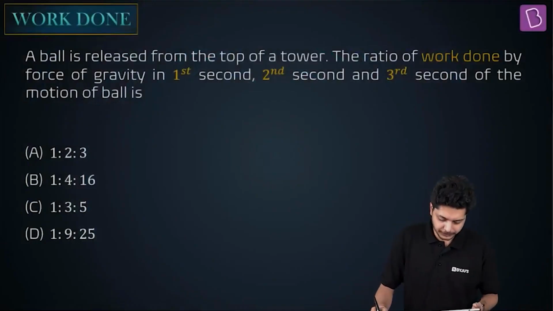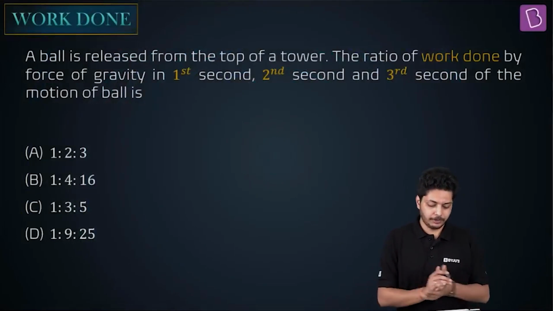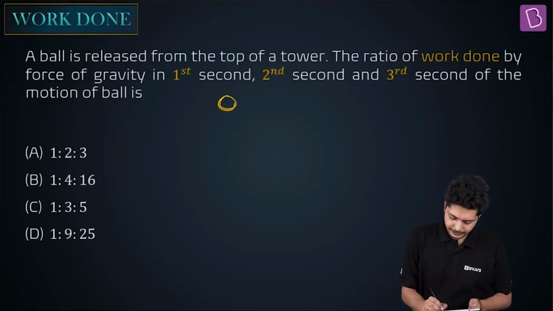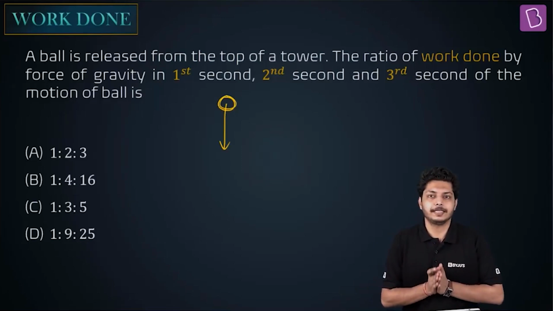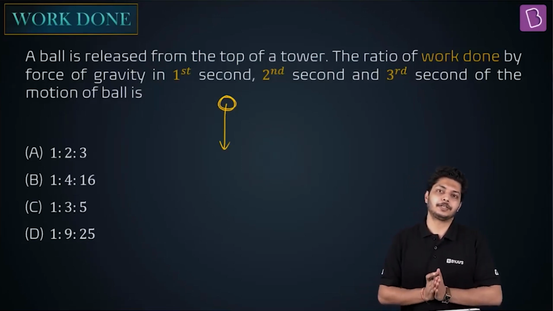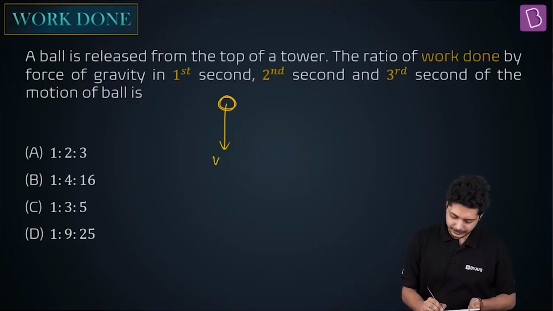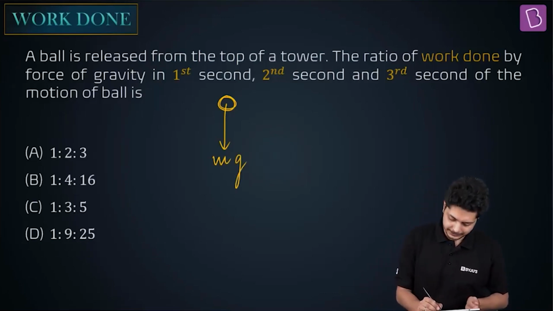A ball is released from the top of a tower. The ratio of work done by force of gravity in first second, second second, and third second of the motion of ball is, right? So here is a ball. It has been released from the top of a tower. Now, if it has been released, that means it is moving under the effect of gravitational force. Correct? It is moving under the effect of gravitational force. In which direction? In the same direction as the force.